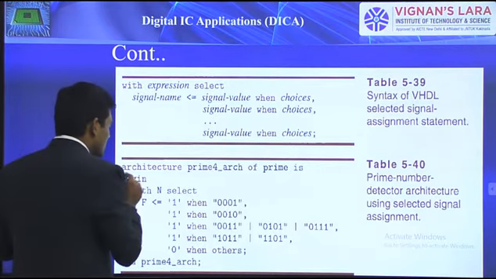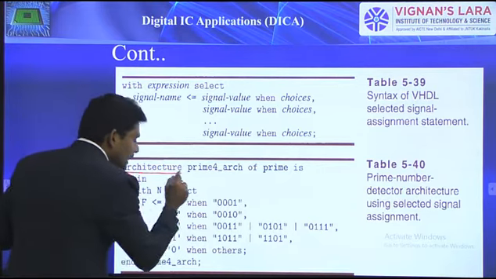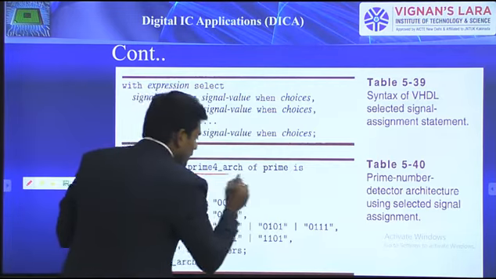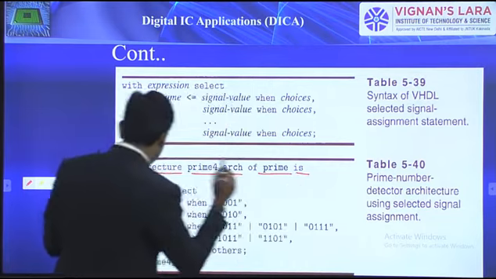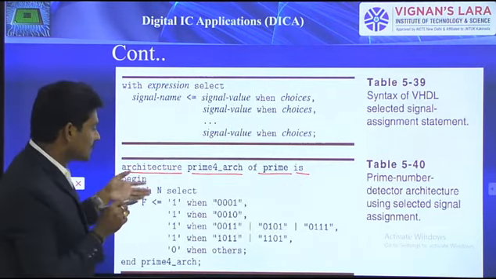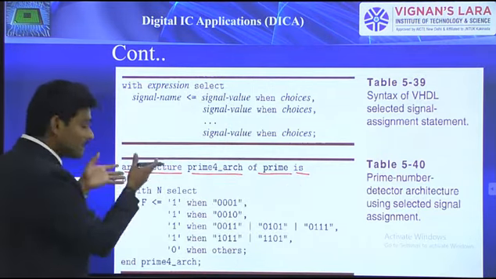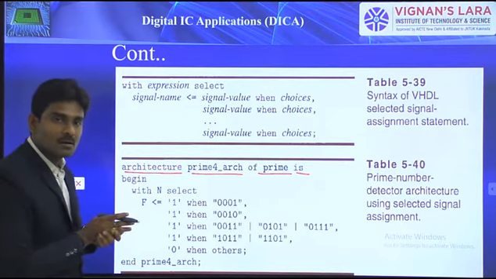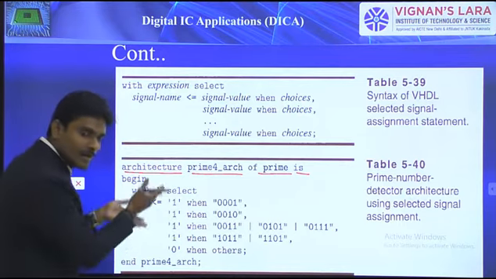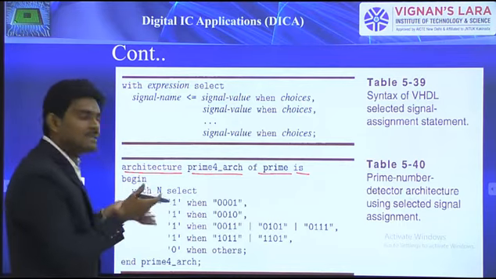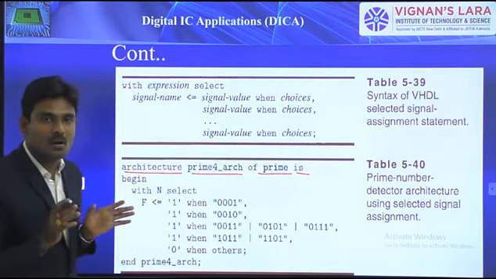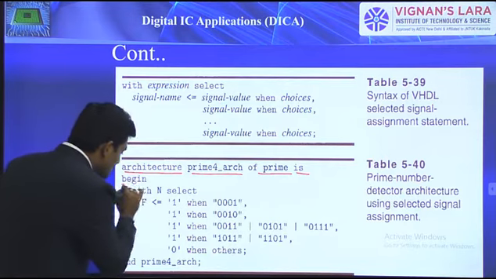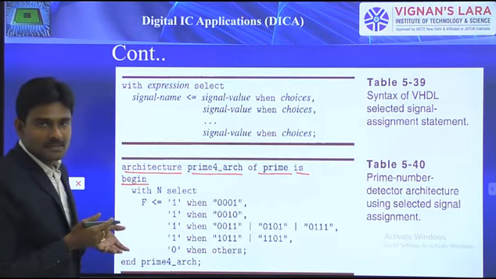Coming to that, it starts with the keyword architecture, then the architecture name, prime4 underscore or, of entity name is. Then after that, is any signal declaration required or not? It is better to decide after writing this particular part, so it is easier for us to find out whether any signal declarations are required. So first let me start with the architecture body.